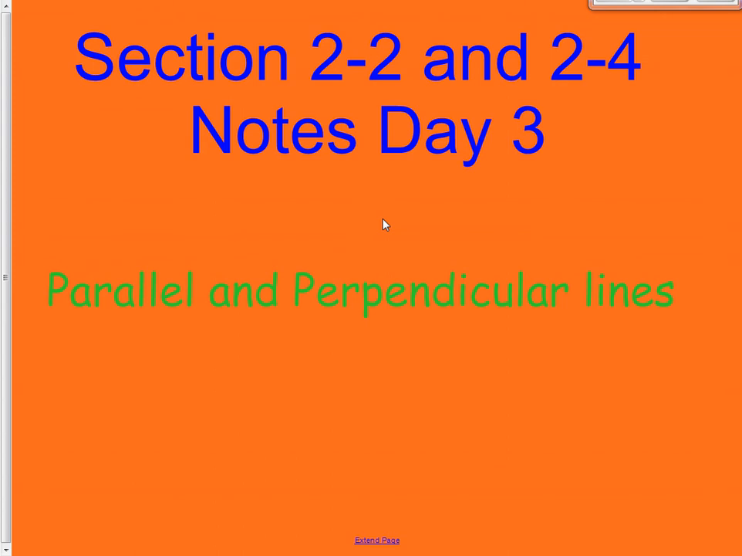Hi class, we're now on our third day of 2.2 and 2.4. We've been talking about point slope form, slope intercept form, standard form with graphs, and so on and so forth. We're going to continue doing that today, but specializing now with parallel and perpendicular lines. So let's now review what a parallel line is and a perpendicular line.